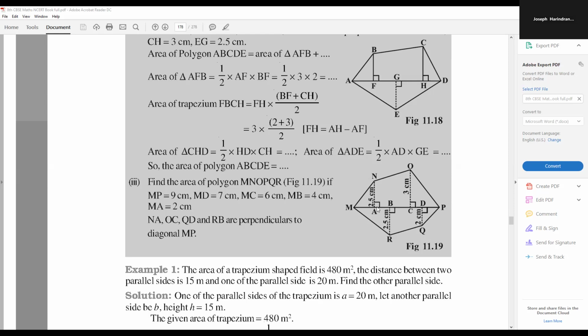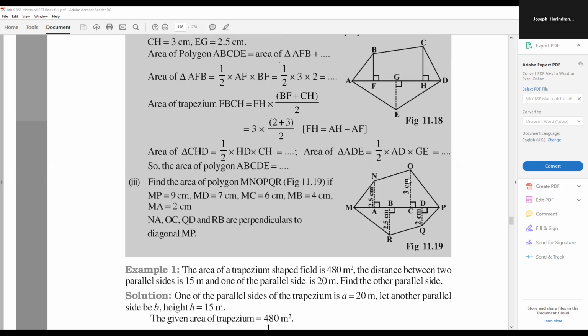See, MP is a line segment, and we have drawn perpendiculars from different points. Say, NA is a perpendicular to the same line PM, and OC is another perpendicular drawn to the same line MP. So these two lines AN and OC will become parallel. They are indeed parallel to each other. This is one important property of perpendicular lines. So it becomes a trapezium here, the area of this trapezium.